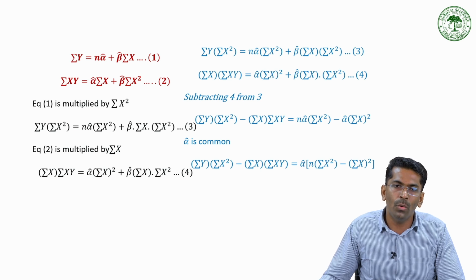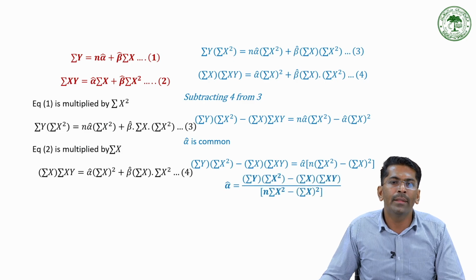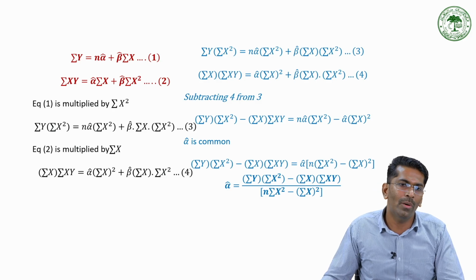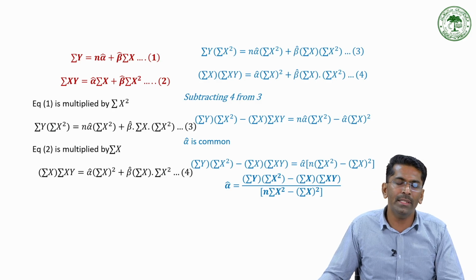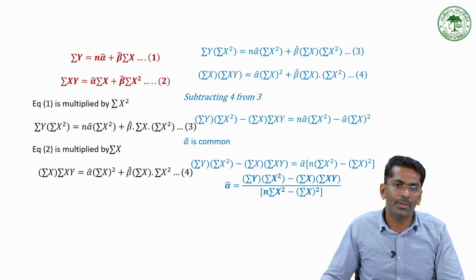I am going to take it outside. Then what is remaining here? n into sum of x square minus sum of x whole square. Okay. Now I am isolating for alpha hat. Then it will become sum of y into sum of x square minus sum of x into sum of xy in the numerator, and the denominator will be n into sum of x square minus sum of x whole square. Okay. In this way you can calculate the value for the alpha hat also.